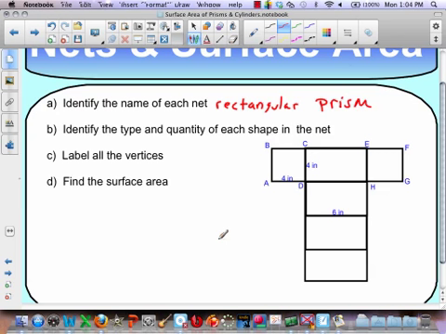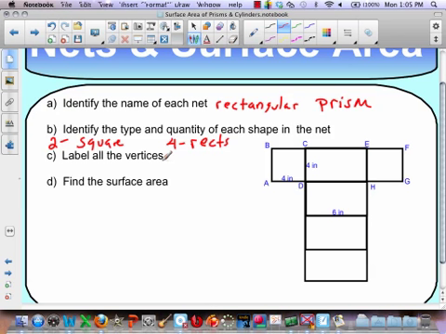Alright, so looking at this again. This rectangular prism is made up of different shapes. What are the types of shapes that are created here? Square and rectangle. Okay, so there's squares, and there's rectangles. How many squares do I have? 2. How many rectangles? 4. By the way, how many sides does a square have? 4.